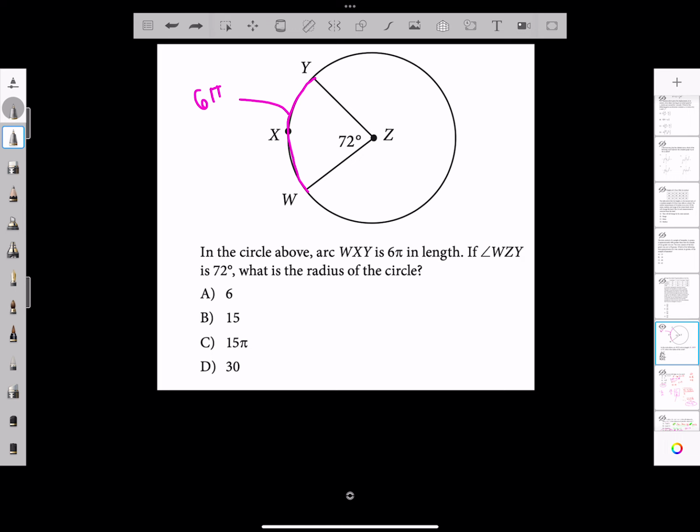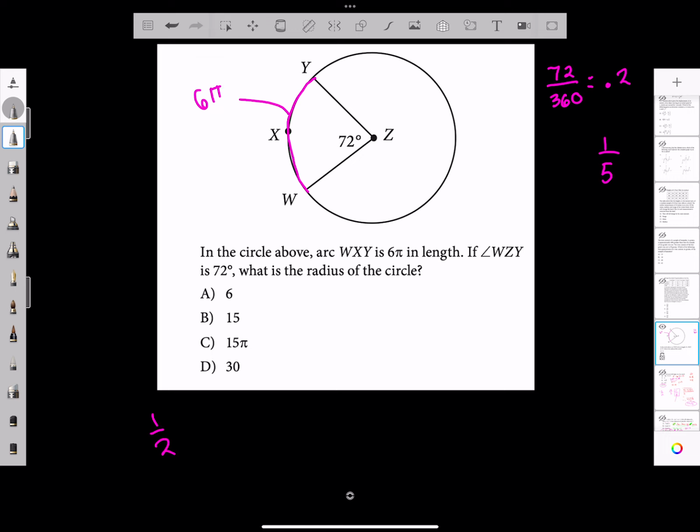So keep in mind, we can figure out what proportion of the circle we're dealing with just by doing 72 over 360. So 72 over 360, hopefully you can hear my iPhone calculator clicking. That gives us 0.2. I don't know why I wrote 0.6. 0.2, which is 1/5 of the circle. So we're dealing with 1/5 of the circle, which means this is 1/5 of the circumference.